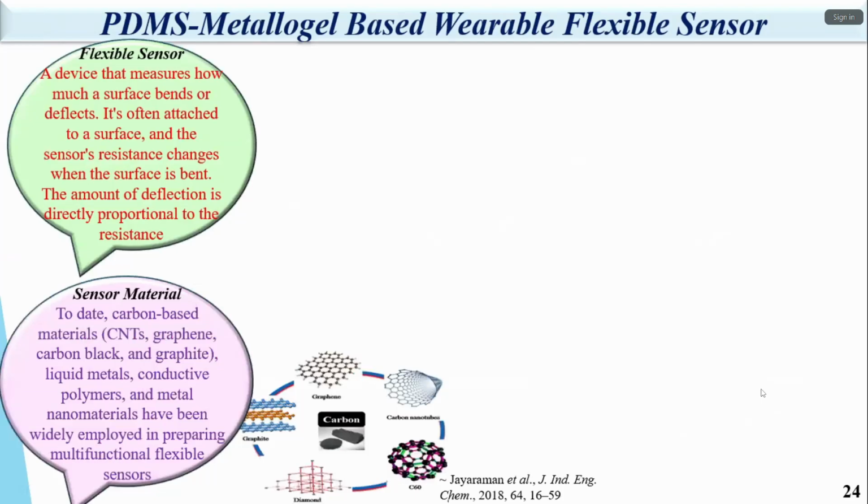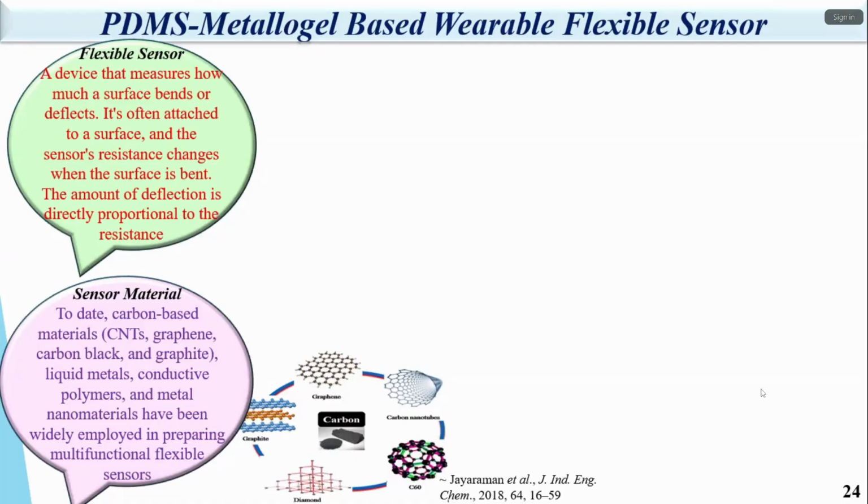In earlier work, we used graphene and polyaniline. So a flexible sensor, basically, is a device which measures how much a surface bends or deflects. It's often attached to a surface, and the sensor resistance changes when the surface is bent. So the amount of deflection is directly proportional to the resistance.